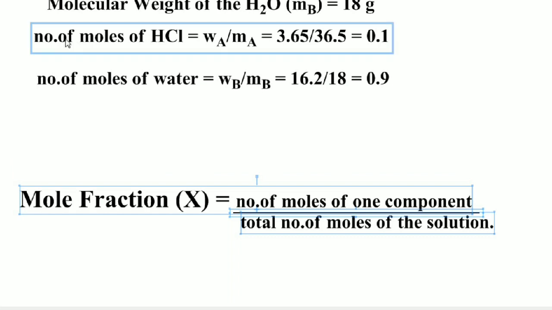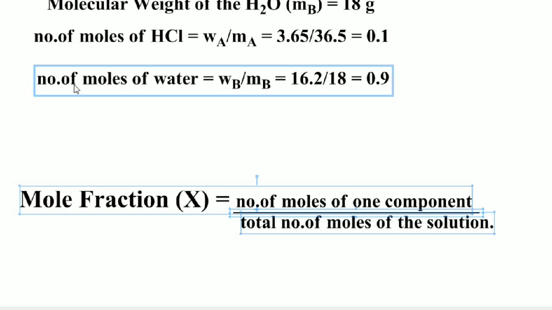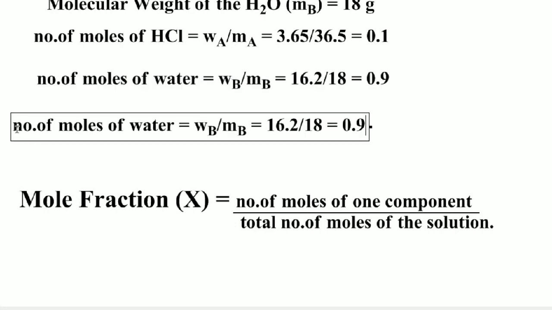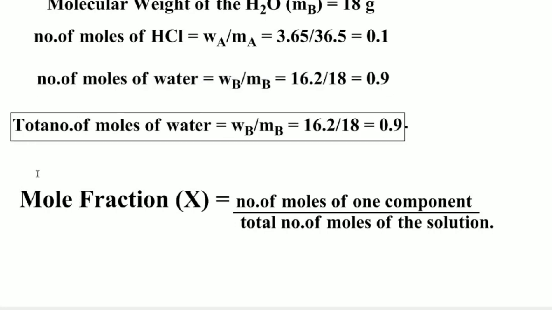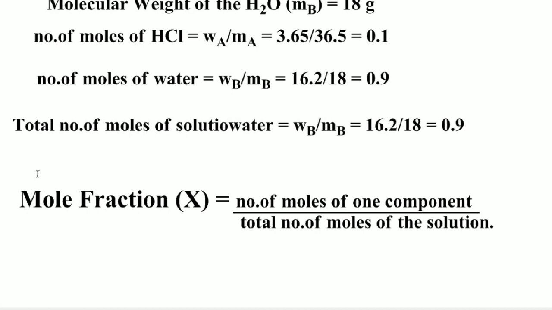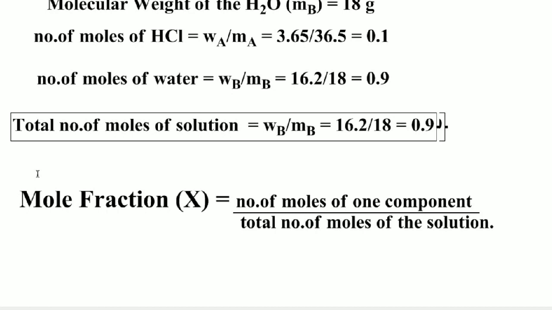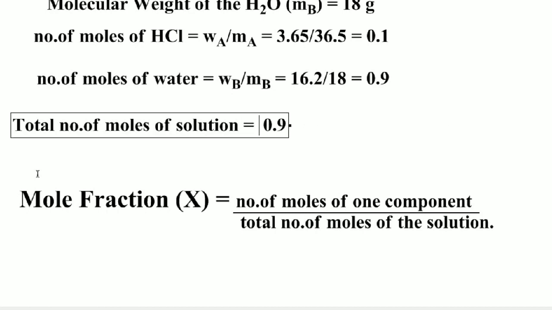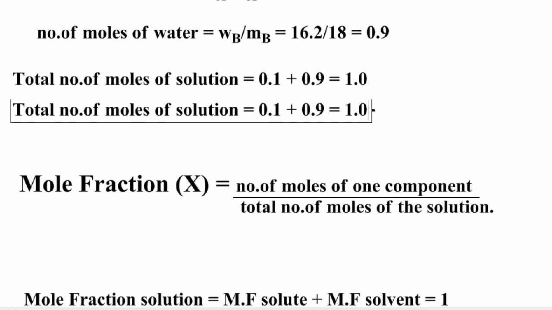So students, we know the number of moles of HCl and the number of moles of water. Therefore, the total number of moles of the solution is equal to 0.1 plus 0.9, which equals 1.0. So 1.0 is the total number of moles of solution.